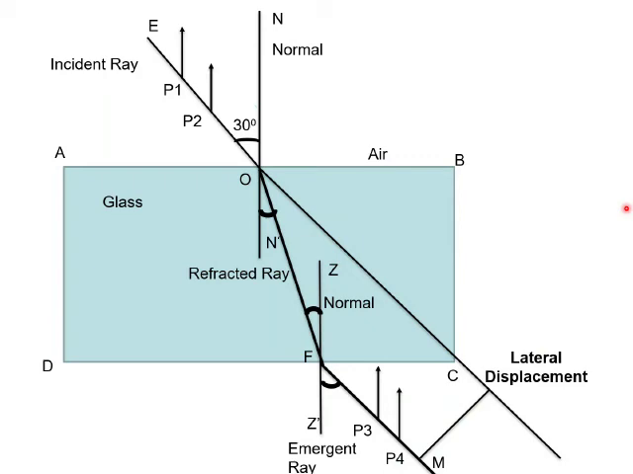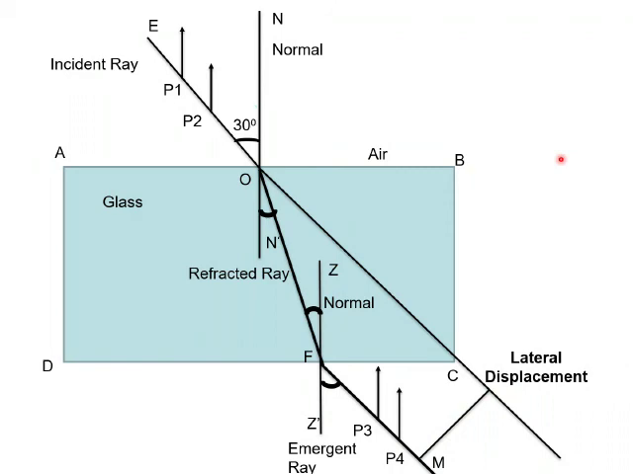Now this is referred to as lateral displacement. Now what is lateral displacement? It's the perpendicular distance between the incident ray and emergent ray. So we can see that this is a perpendicular. If you see this, this is a perpendicular on the emergent ray. So the perpendicular distance between the incident ray and the emergent ray is called lateral displacement.